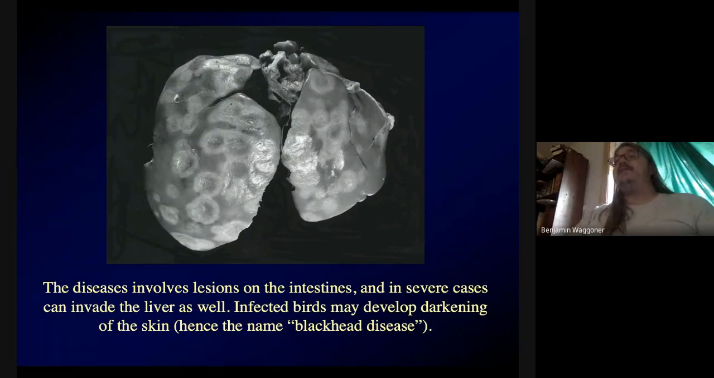This is the liver of a chicken, I think, that died of Histomonas infection, and all of those craters on the liver are disease spots caused by Histomonas. So yeah, the liver is pretty badly cratered right there. For some reason, infected birds can develop darkening of the skin, which is why this is called blackhead disease. In addition to digestive symptoms and sometimes liver failure, the skin may turn dark in an infected chicken or turkey. Here's the weird thing.